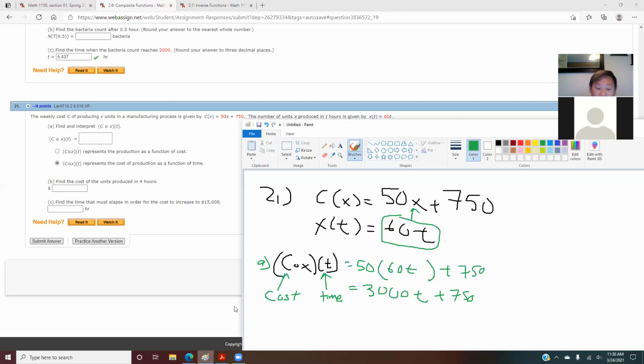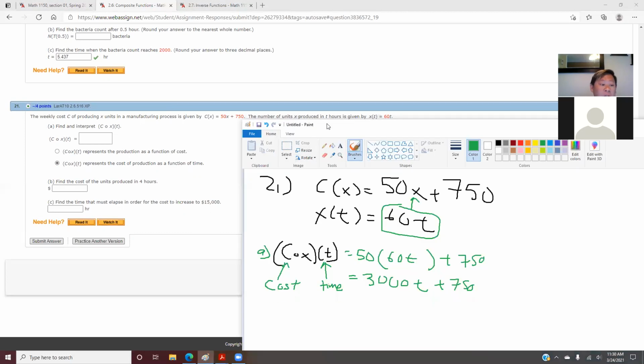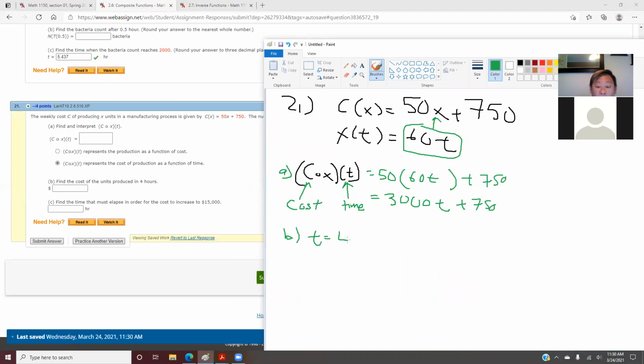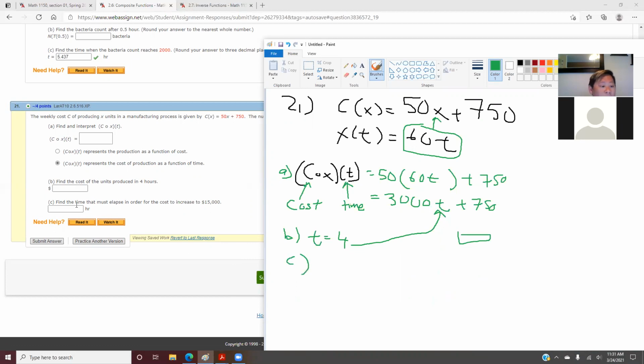And then the same thing happens here for part B. They want you to find the cost in 4 hours. So you just need to plug T to become 4 here. That's easy, right? This one is easier because it's not squared. So you plug T to become 4, and then your answer will be whatever you get. Now the cost is increased to 15,000.